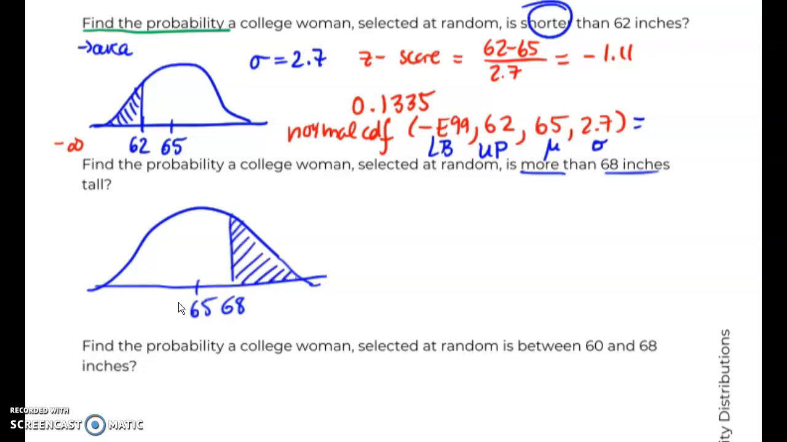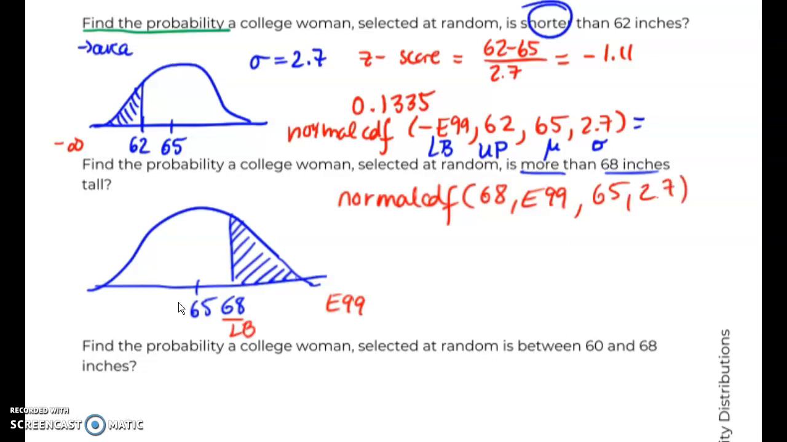And again, if we wanted to convert that to a z-score, we could do that and then find the area to the left on the table and then find the area to the right by subtracting it from 1. However, we're going to go straight to our normal CDF. This time we're going to use 68 as the lower bound. We're going to use infinity because we don't really know where we stop over here. So we're going to do E99 as the upper bound, and then again enter 65 and 2.7.